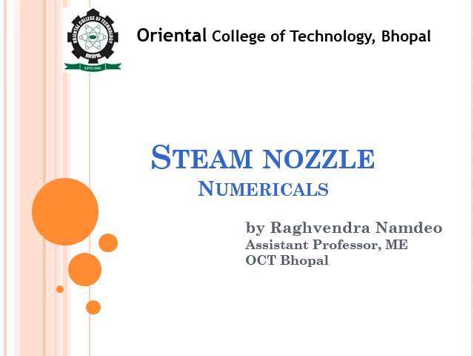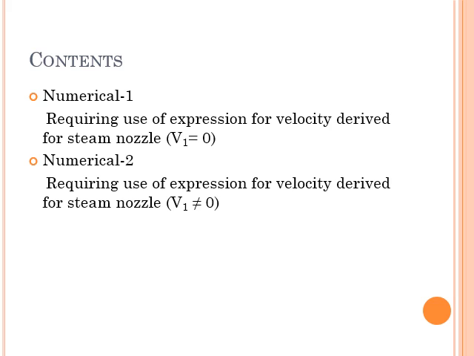In this fourth in the set of video lectures on steam nozzles, we will seek to understand how we can solve numericals on this topic. The first numerical requires use of expression for velocity derived for steam nozzle when the initial velocity is negligible. The second numerical requires use of expression for velocity when the initial velocity is non-zero.